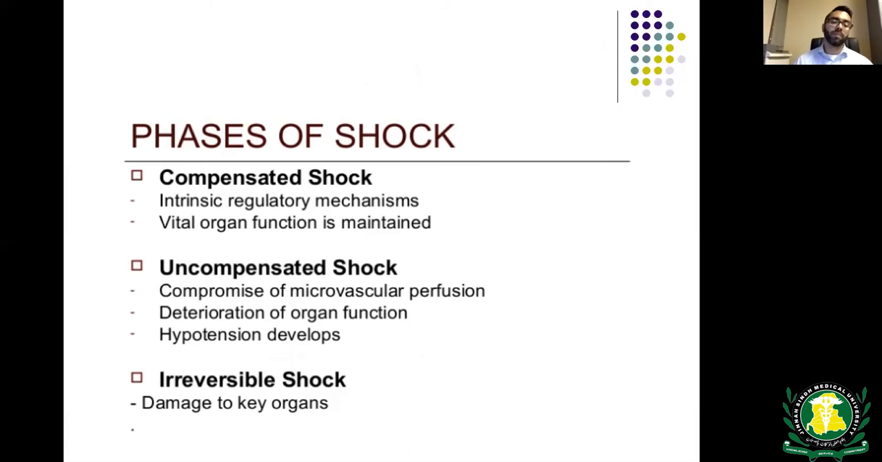Your patient may remain hemodynamically stable, but you may or may not have some degree of deficits on your biochemical analysis. You may still have high lactate, high base deficit, and with further treatment, you can completely reverse this process. This is the compensated shock.